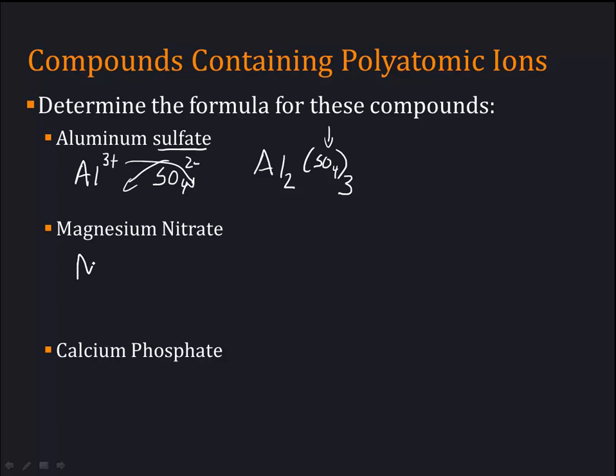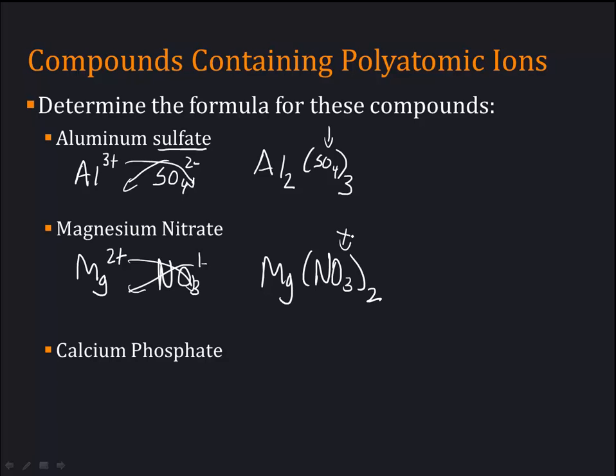Magnesium nitrate, magnesium's in group 2. It's got 2 valence electrons, so it's a 2 plus ion. Nitrate, NO3, is just a 1 minus, so I'm going to need 2 nitrates, 1 magnesium, so I'm going to have Mg(NO3)2. It's a polyatomic ion, 2. Okay, don't write those arrows when you're writing formulas.